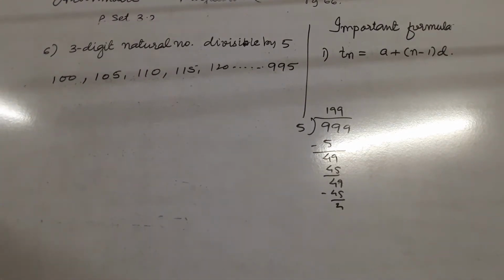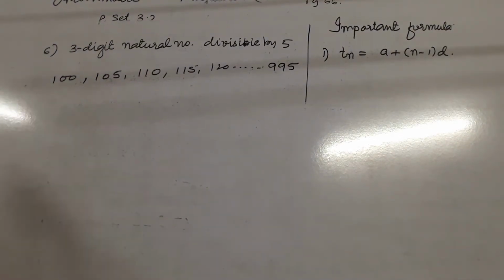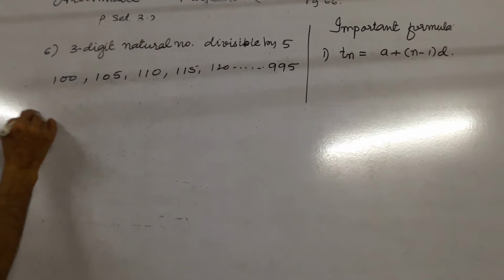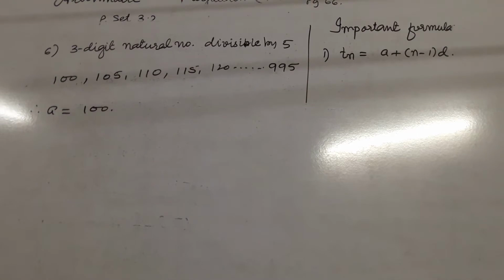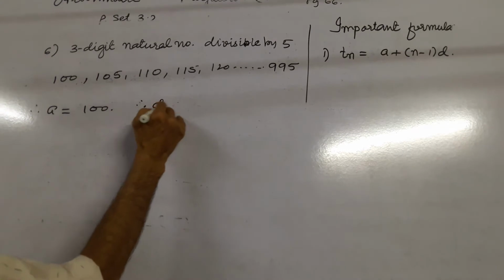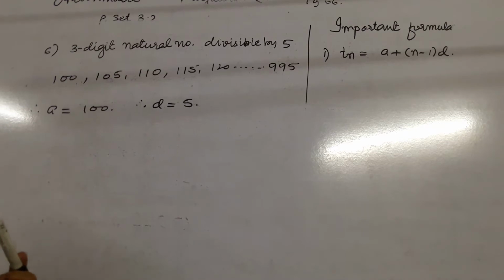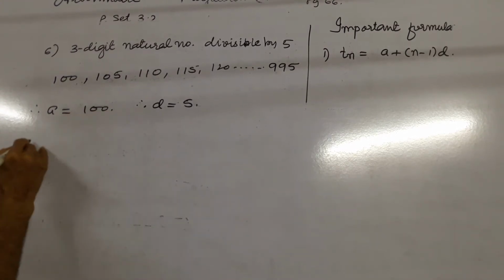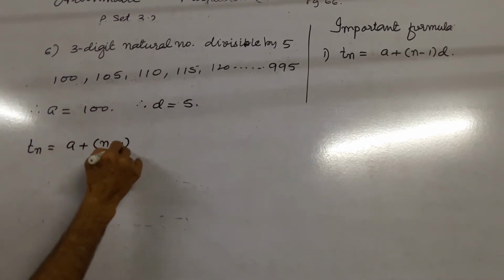After 995, not divisible, and that's why here we have this sequence now, and therefore the first number is a. So a is 100, the first is 100, therefore a is 100. Since it is divisible by 5, we are writing this in the table of 5, and therefore d is equal to 5. So we have to find how many numbers are divisible by 5. So how can you find it? Then again write the formula: tn equal to a plus (n minus 1) d.